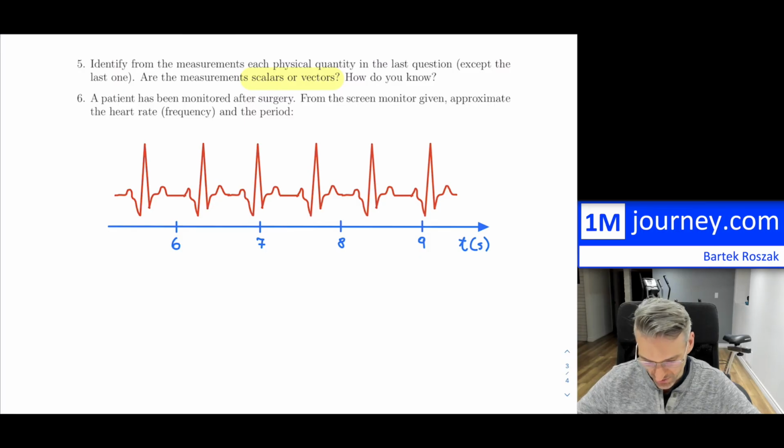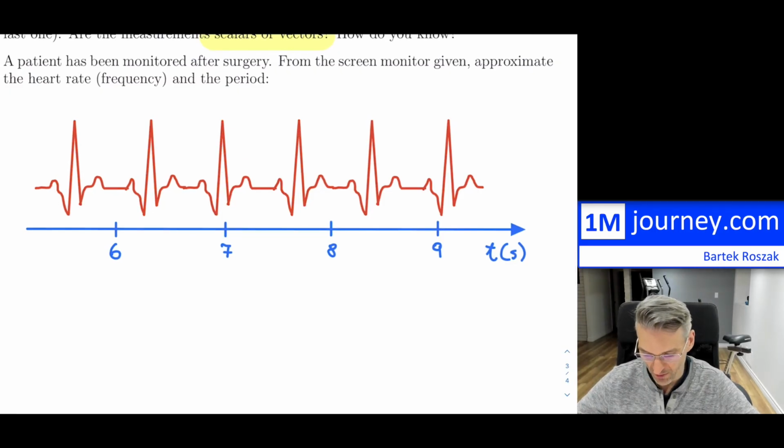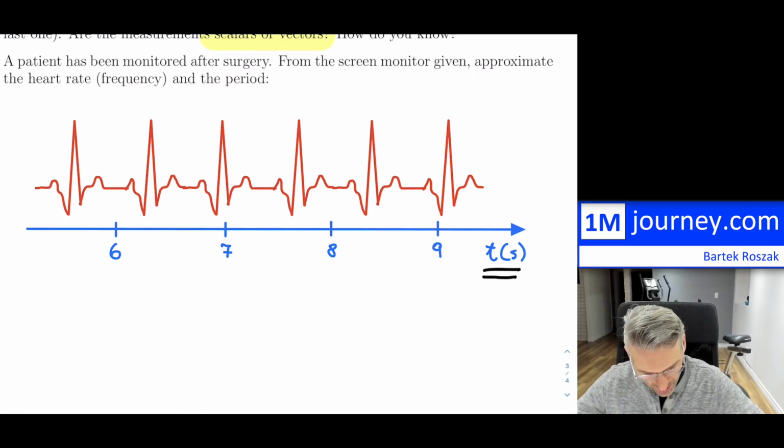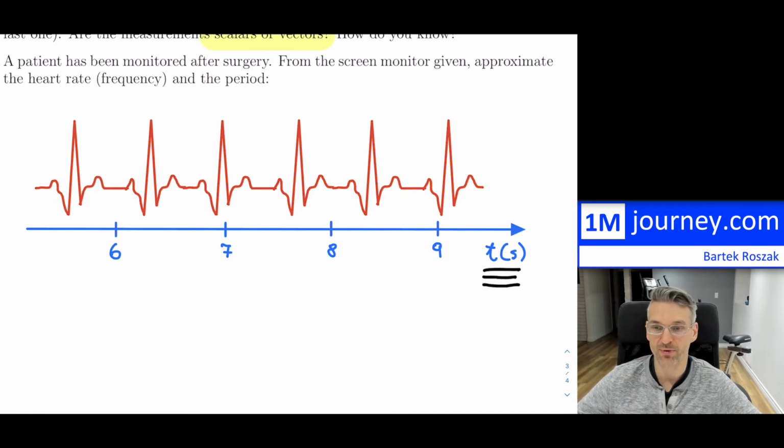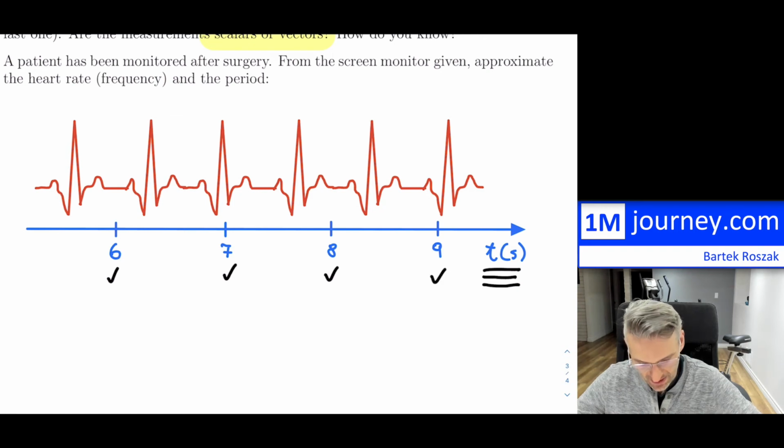Now, this one is actually very nice. We are going to be approximating because we're kind of guessing, right? This is given to us from a monitor that we have in here. Notice that the time scale here, so this is time, and it looks like it's in seconds. So they put S there in brackets, right? So this looks like it's 6 seconds, 7 seconds, 8 seconds, 9 seconds, and so on.